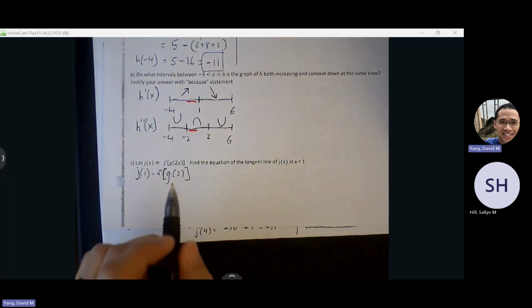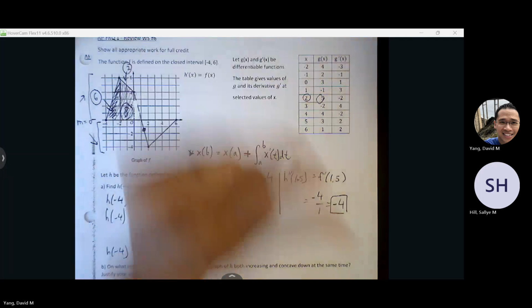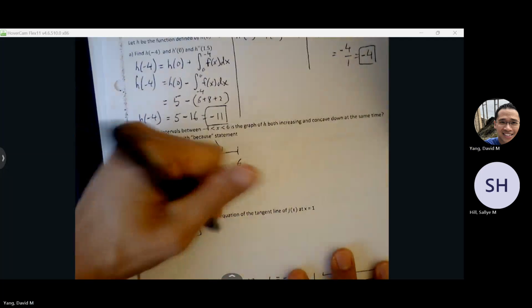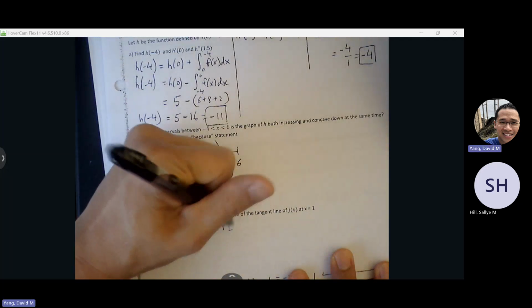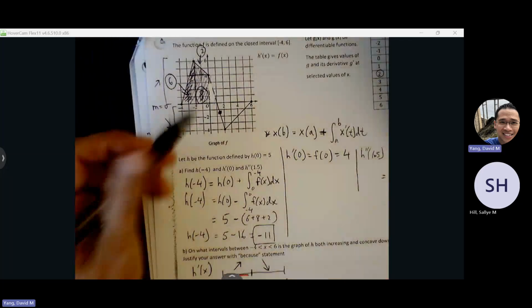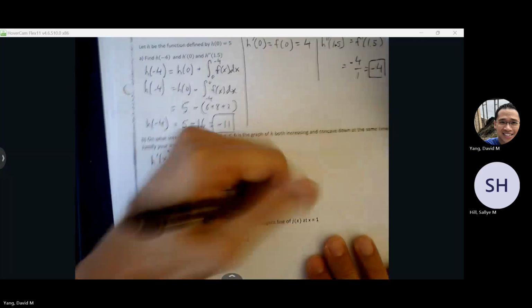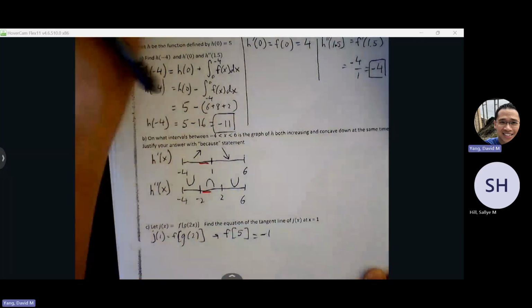So for this composite function, I can find g of 2 first using my table of values. So g of 2 is 5. So f of 5 is what remains. F of 5, go to my f graph here. F of 5 is -1. Okay, there's my y value.